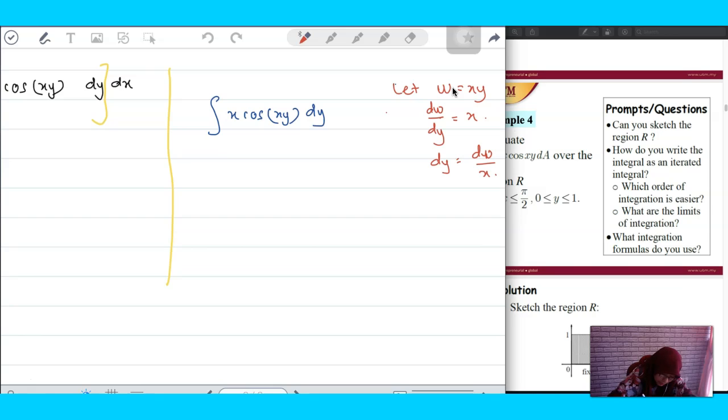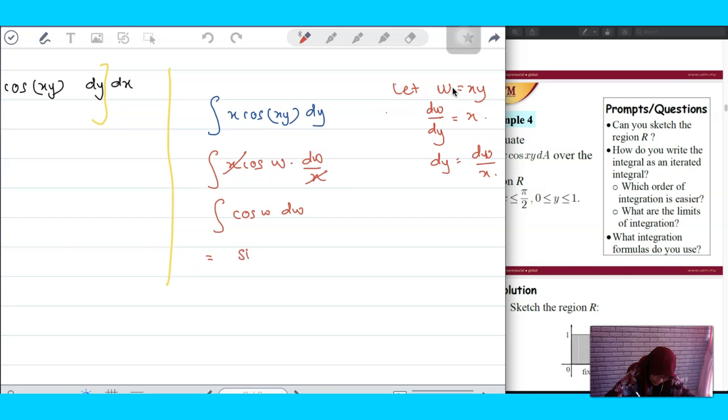So now x cos w, and your dy is dw over x. So then the x here can be cancelled out. So now your new form of integrand in terms of w is simpler. You just have cos w dw. So we can directly integrate cos.